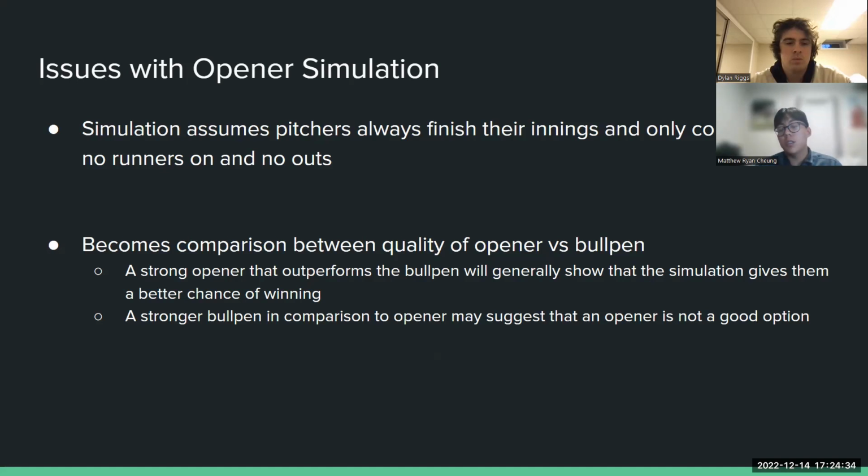So our simulation becomes a comparison between the quality of the opener versus the bullpen. A strong opener that outperforms the bullpen will generally show that the simulation gives them a better chance of winning. But if the bullpen is stronger than the opener, it may suggest that the opener is not as good and won't be a viable option.